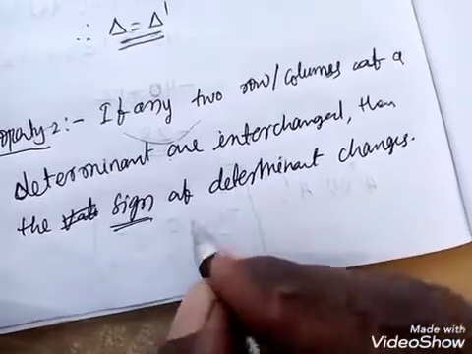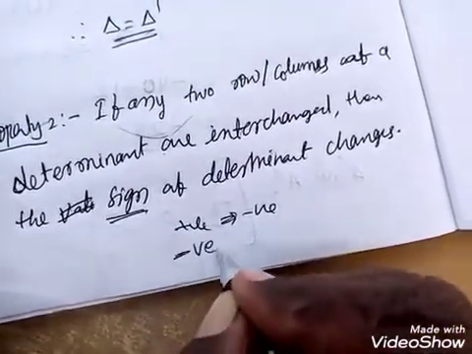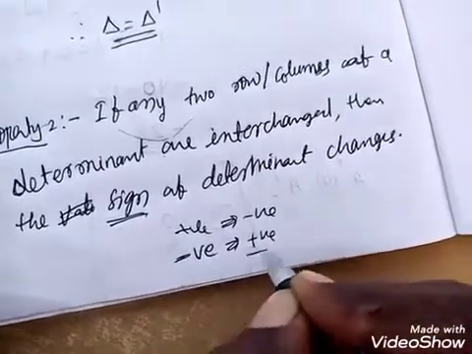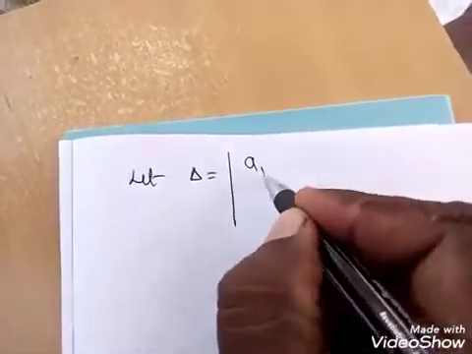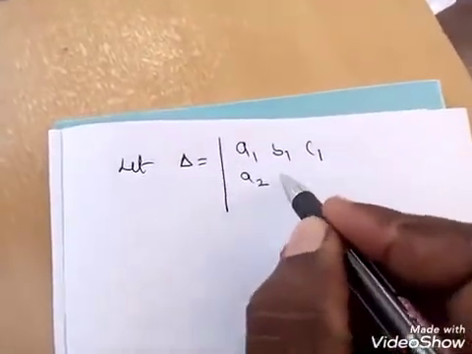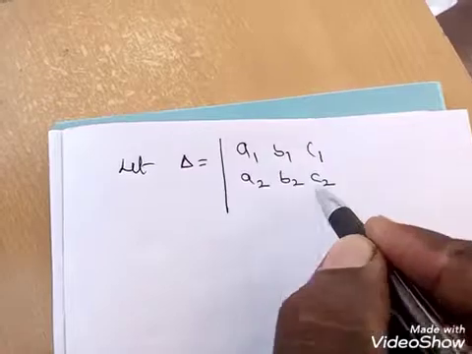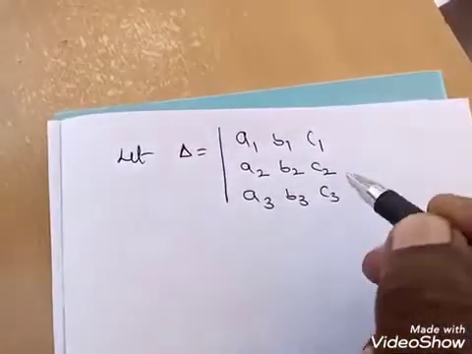That means if it is positive, then it becomes negative. If it is negative, then it becomes positive. Now observe, we'll prove that one. Let delta is equal to A1, B1, C1, A2, B2, C2, A3, B3, C3.